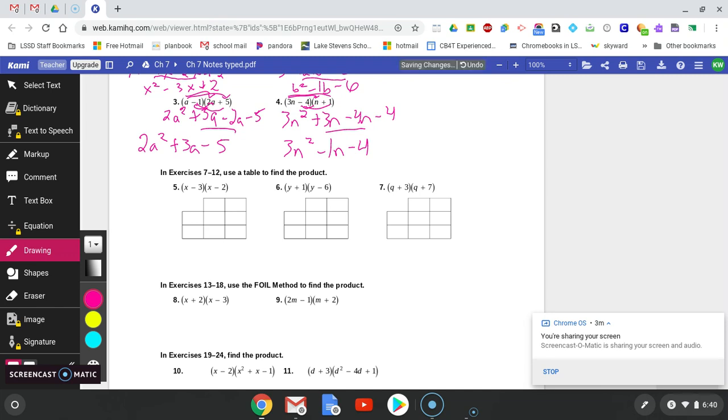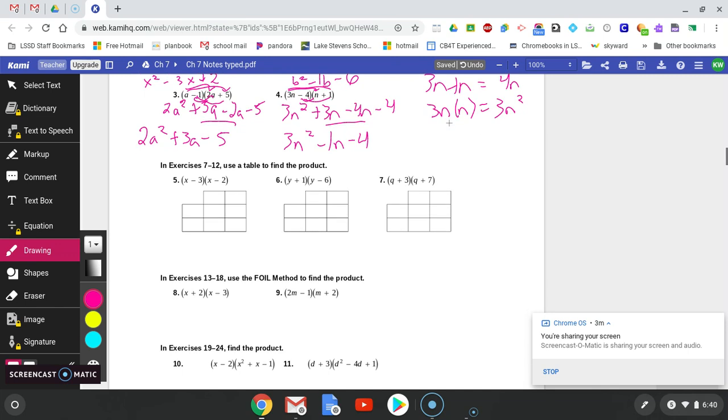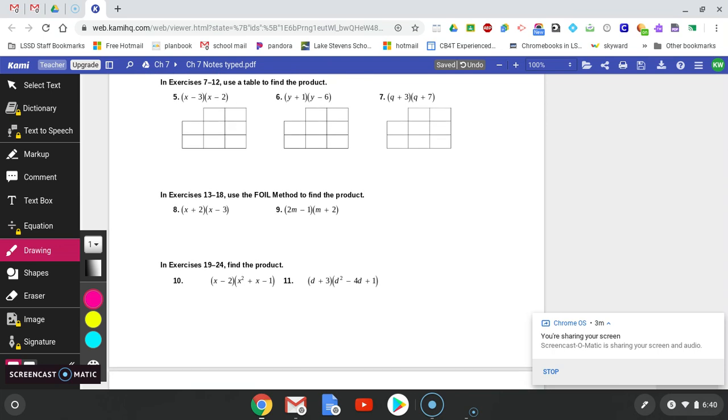So some things to keep in mind. If I have 3n plus n, that is 4n. But if I have 3n times n, that is 3n squared. So just kind of a reminder on how we deal with each of those either addition or multiplication problems. Okay, so the next section is the exact same thing, but it's just a different way, a visual way to show that there's four things that you're multiplying.